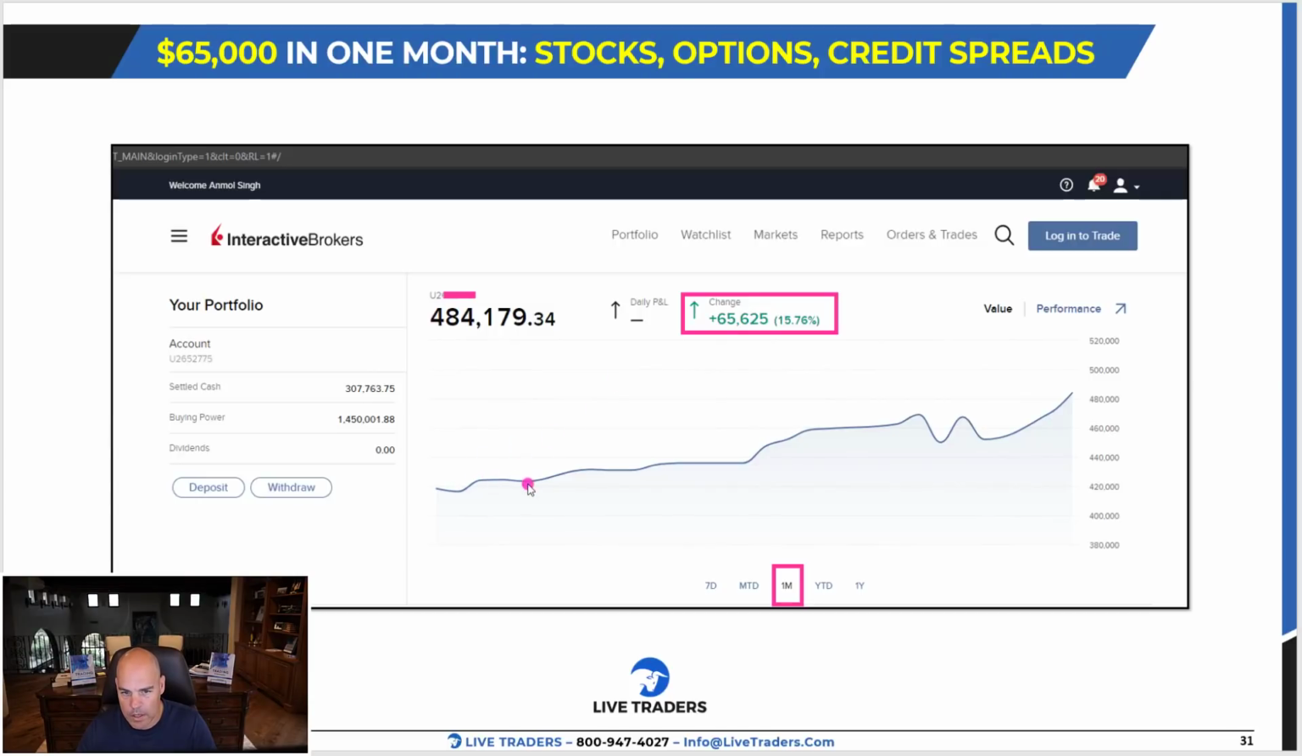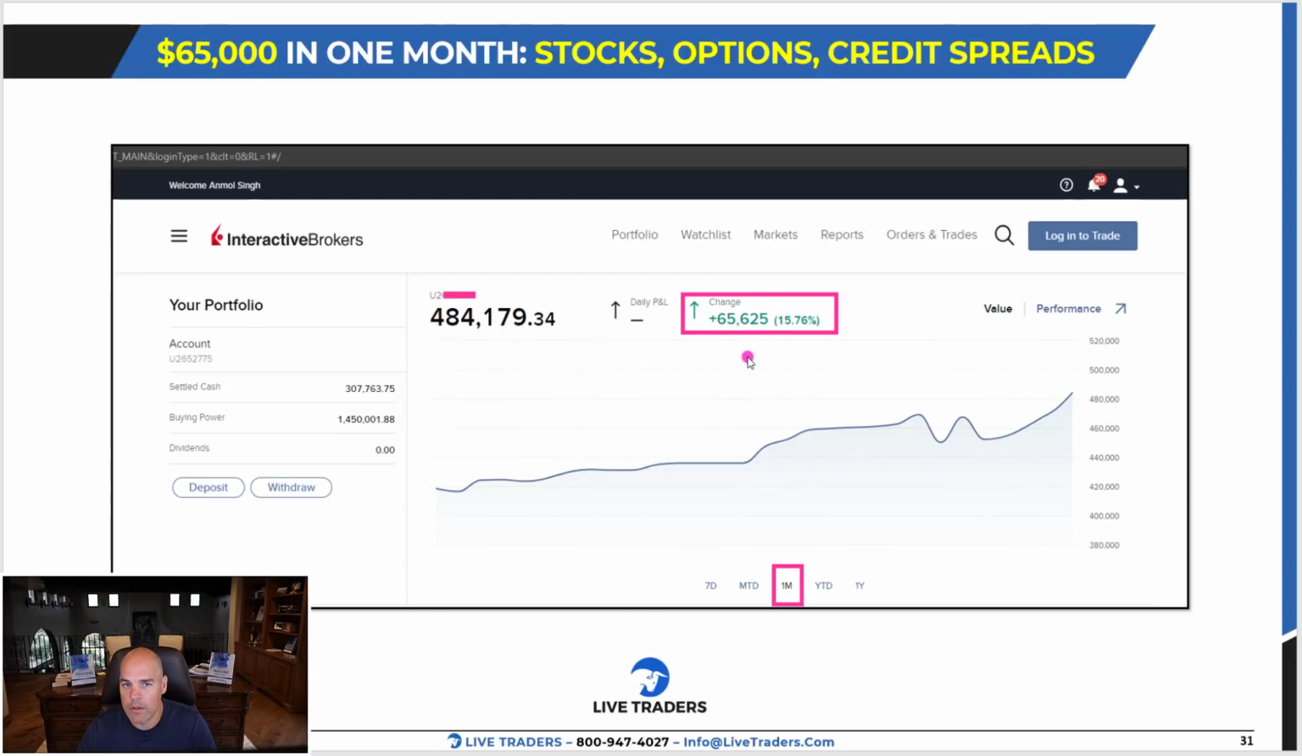Look, grinding, grinding, grinding, flat for a couple days. Big, nice move up, grinding, grinding. Oops, got it back. Oops, double bottom retest, rip. Guys, even his P&L curve you can chart, right? Double bottom retest, bounced off support, rip. $65,000 later, a lot of people would like to make that in a year.